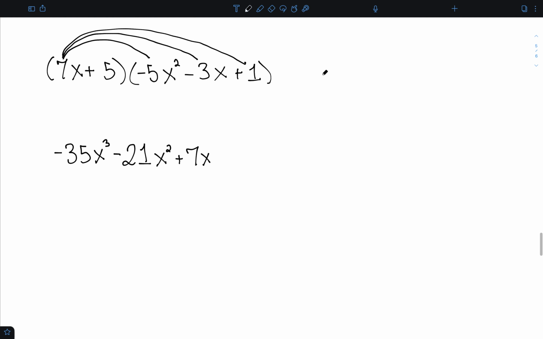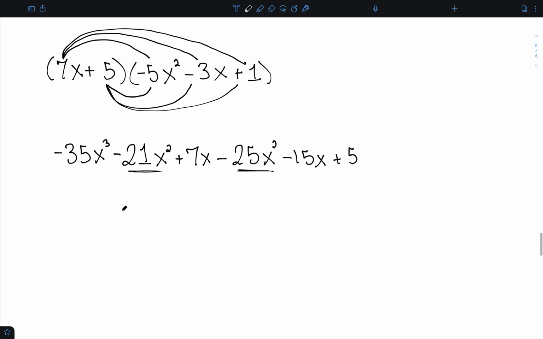And now we're at the end of the second parenthesis, so we move to our next term. 5 times minus 5x squared, that's negative 25x squared. 5 times minus 3x, that's negative 15x. And 5 times 1 is 5.